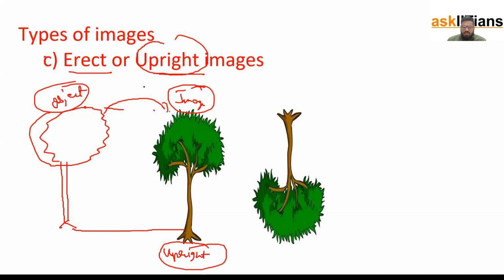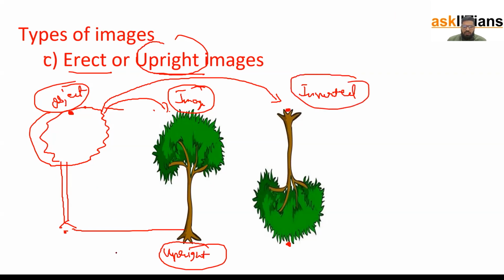If you can see this image of the tree like this, the top of the tree has just got inverted, and the bottom of the tree has got inverted to this point. Clear? So this type of image in which the orientation is just reversed is known as an inverted image.